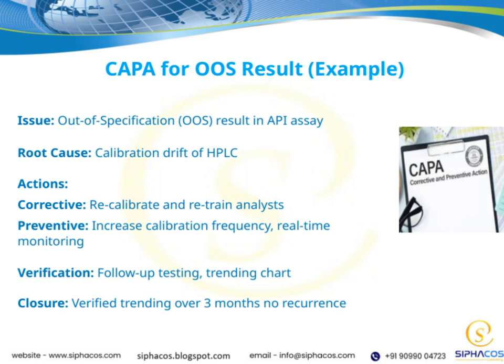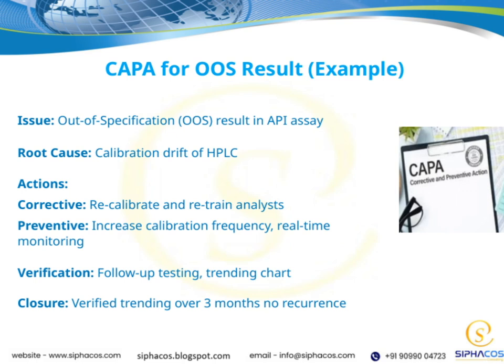On the preventive side, we decided to increase the frequency of calibration checks and implement real-time monitoring. These measures help us catch calibration drift early before it results in OOS outcomes, thus maintaining consistent assay performance. To verify the effectiveness of these actions, we conducted follow-up testing and created trending charts. Monitoring these trends over time allows us to confirm that the problem has been resolved and doesn't recur unexpectedly. Finally, the closure was confirmed after observing a stable trending pattern over 3 months, with no further OOS results.